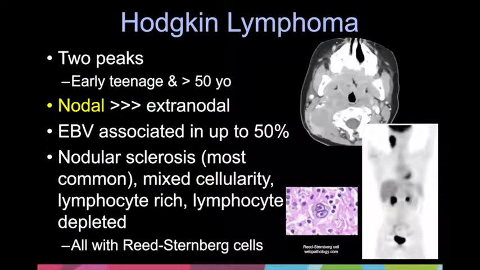Hodgkin lymphoma tends to have two peaks, early adolescence and patients over 50 years of age. Hodgkin lymphoma tends to be nodal, and up to 50% are associated with Epstein-Barr virus. Nodular sclerosing type is the most common, and on light microscopy, all types of Hodgkin lymphoma contain Reed-Sternberg cells. Here we see a teenager with bulky right-sided cervical adenopathy, bilateral lateral retropharyngeal adenopathy, and avidity of the cervical nodes on FDG PET.